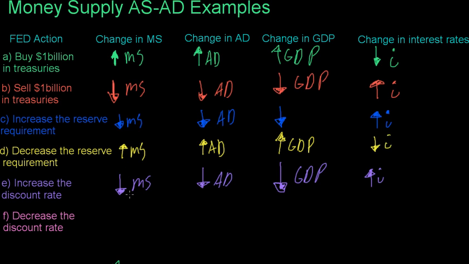And finally, a decrease in the discount rate, well, we know that that will be a decrease in interest rates, and it will be an increase in the money supply, and that will be an increase in aggregate demand and an increase in GDP.